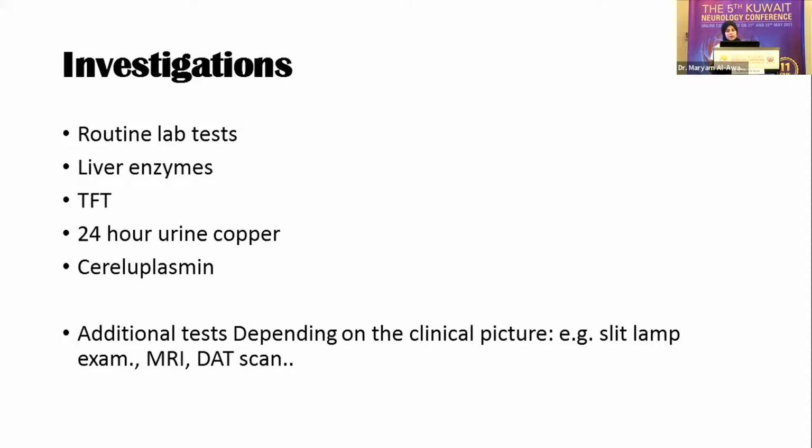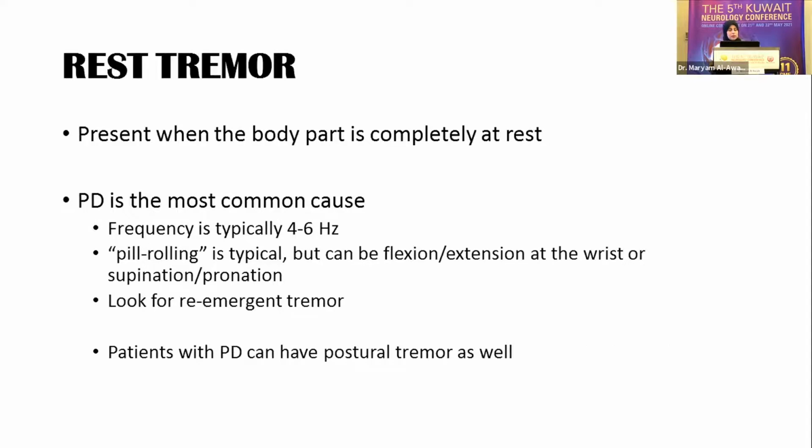Additional testing might be required. For example, if you still have a suspicion of Wilson's, you may use slit lamp examination. Imaging like MRI can help, for example, in neurodegenerative diseases, while DAT scan is used in some cases, for example, to differentiate between essential tremor and Parkinson's disease, and in other situations. So you have to tailor your investigations depending on your patient. Now we move on to examples of tremor.